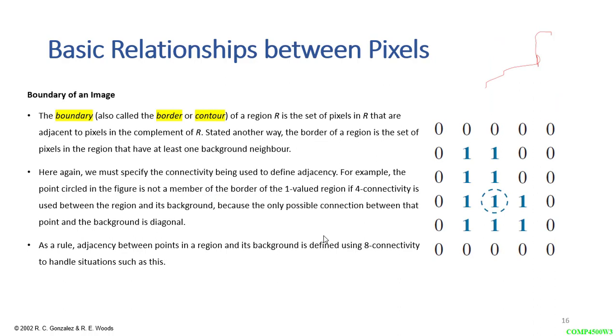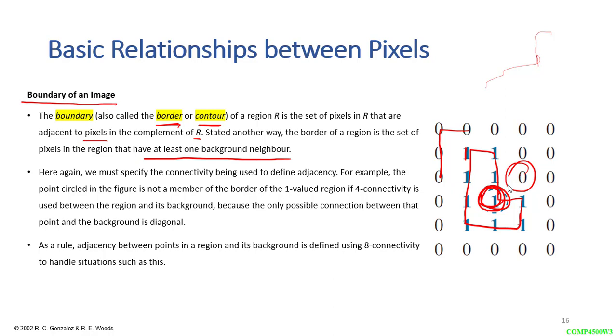So, the basic relationships between pixels again, we are going to talk about image boundary. What do we mean by image boundary? The image boundary are the pixels on the boundary of the image. We call them border, we call them contour. So the boundary of a region R is the set of pixels in R that are adjacent to the pixels in the complement of R. Stated another way, the border of a region is a set of pixels that have at least one background neighbor. So this pixel has three background or four background neighbors and so on. For instance, this pixel has only one background neighbor, so it's considered also a boundary pixel.